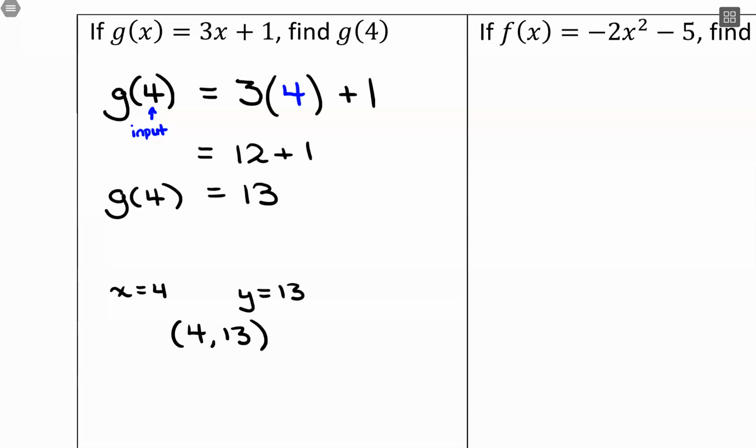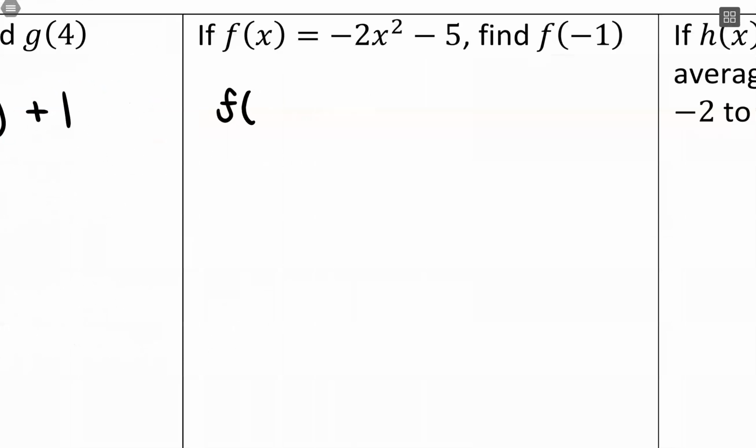Another example here, say we wanted to find f of -1. And I like to just rewrite this form, so -2x squared, but instead of x, I'm just going to put parentheses, minus 5. So that's our form for the function, and I want to input -1 for x, so I'm going to put that in the parentheses, and then simplify.